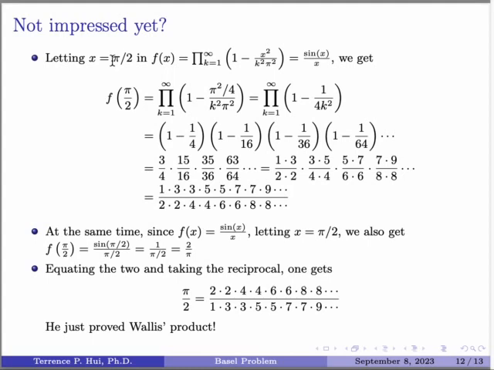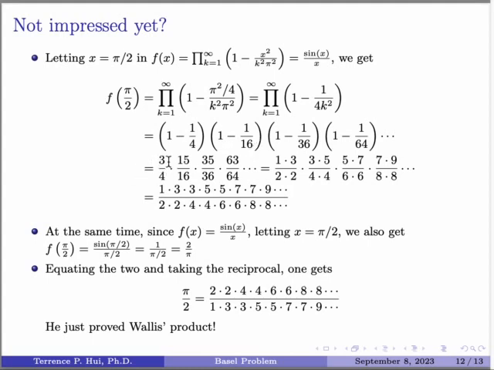What happens if you let x equal pi over 2, right? When you let x equal pi over 2, this infinite product is just the product of 1 minus pi squared over 4, all divided by k squared pi squared. Pi squared and pi squared cancel. You get the infinite product of 1 minus 1 over 4k squared. Iterate this. When k equals 1, 1 minus 1/4. When k equals 2, 1 minus 1/16. When k equals 3, 1 minus 1/36, and so on. What's 1 minus 1/4? 3/4. What's 1 minus 1/16? 15/16. What's 1 minus 1 over 36? 35 over 36, and so on.